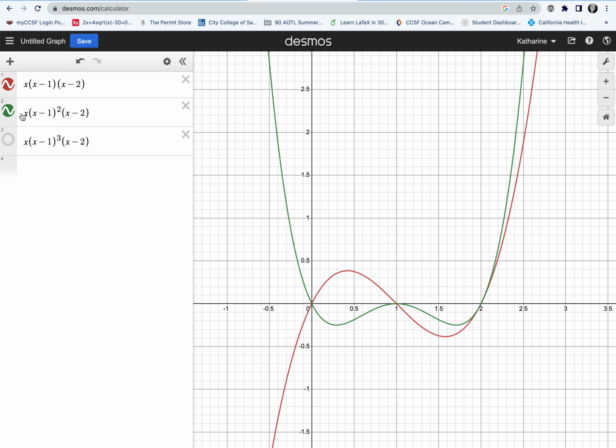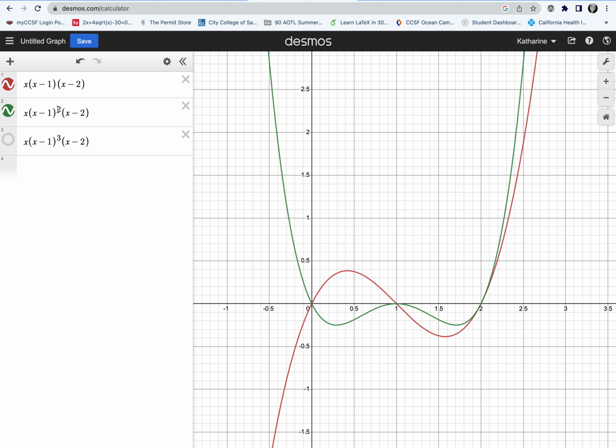So how would we know that x minus 1 is squared? The answer is, if you see a 0 that looks like this, where it's like a touch and go, it doesn't go all the way through like the red one. If it just comes up to the axis and then comes back down, or if it does it from the other direction, comes down and goes back up. So if it doesn't cross the x-axis, then you've probably got something squared.